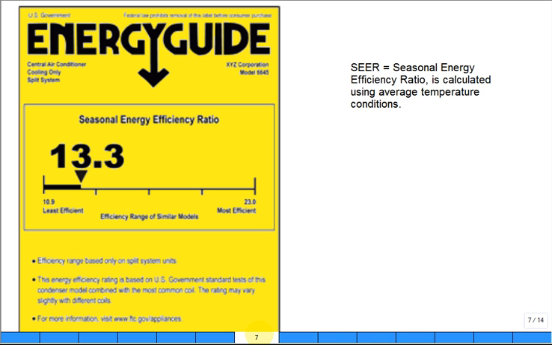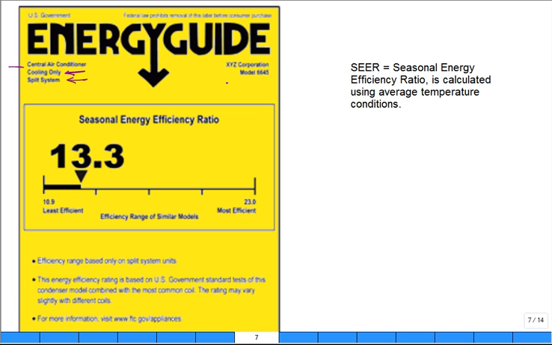Let's take a look at one of these yellow EnergyGuide stickers for a central air conditioning system. Now it's cooling only, and it's a split system. Hey, we're understanding this terminology. Split system, what's that mean? Outside unit, inside unit. Outside you have the condensing unit. Inside you have in the furnace essentially the evaporator coil, expansion valve, and fan.